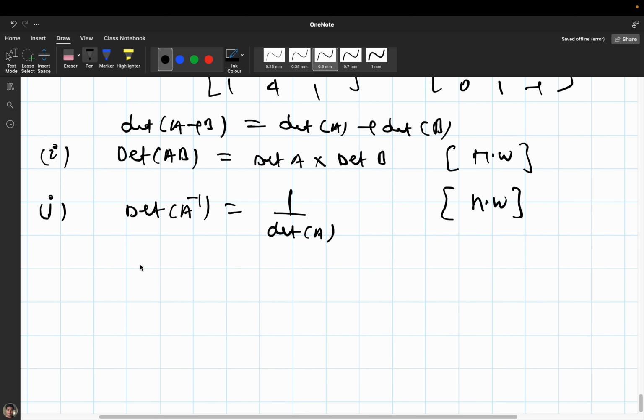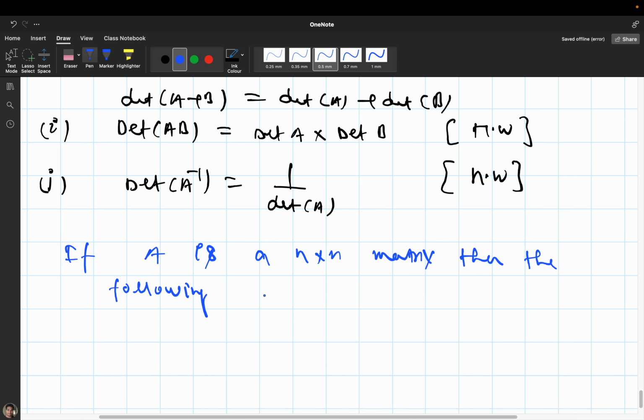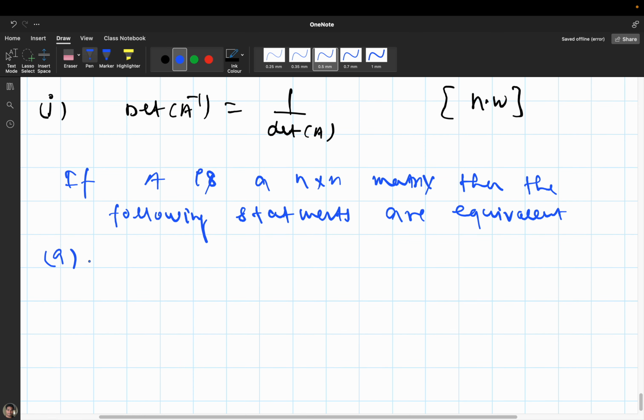Okay. Now, is this color visible? If A is an n by n matrix, then the following statements are equivalent. What are those? First, A is invertible.